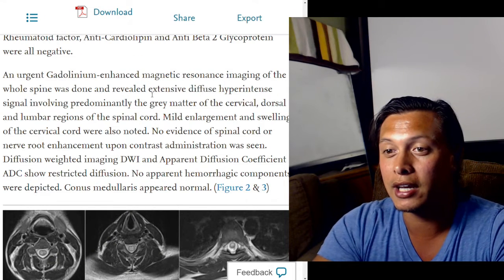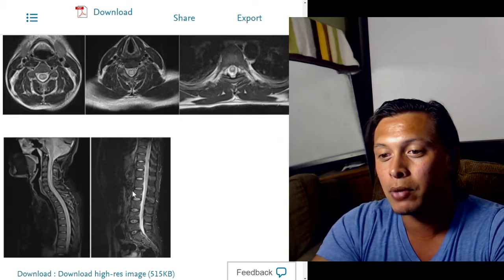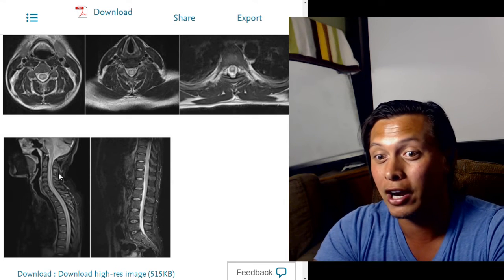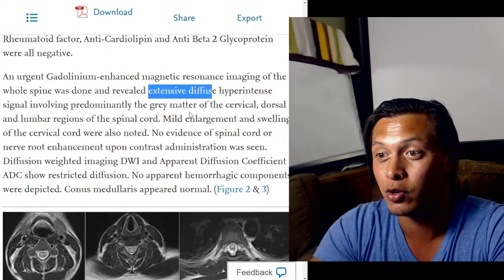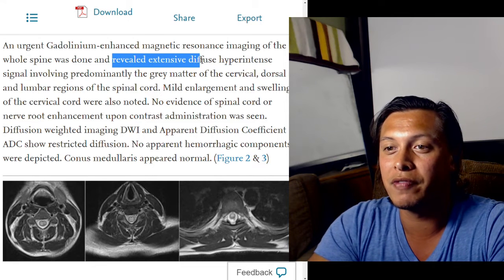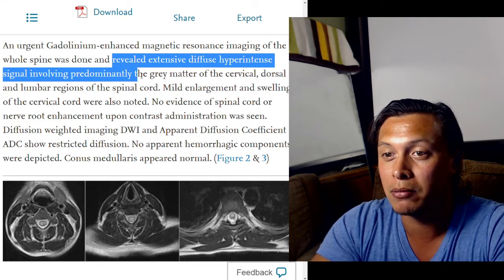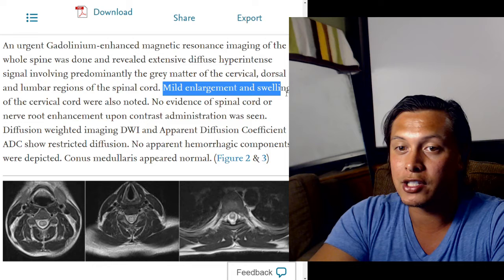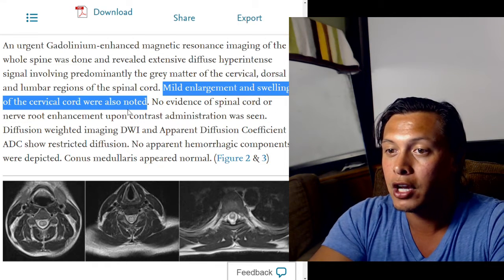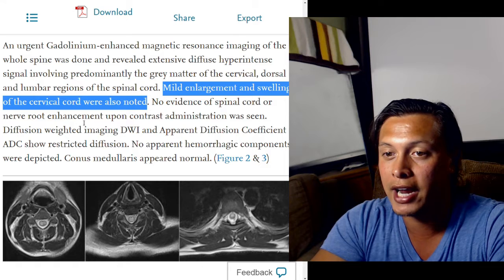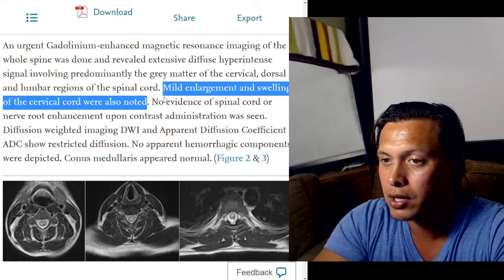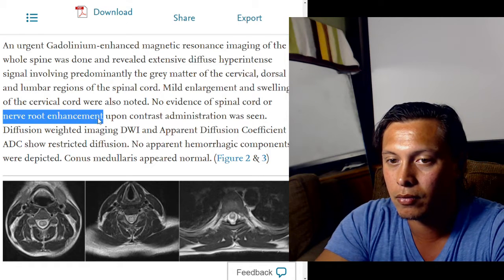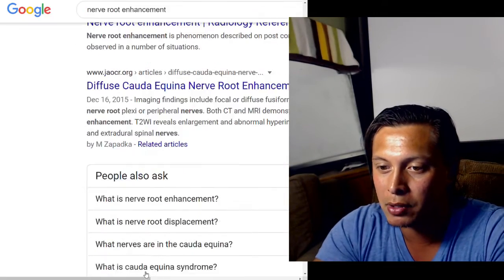But anyway, extensive diffuse probably means there's a lot of it and it's not concentrated in one area. It seems to be diffuse, spread out across the whole spinal cord. Anyways, it revealed extensive diffuse hyperintensive signal involving predominantly the gray matter of the cervical, dorsal, and lumbar regions of the spinal cord. Mild enlargement and swelling of the cervical cord were also noted. No evidence of spinal cord or nerve root enhancement upon contrast administration was seen. I'm going to look up nerve root enhancement, what that means.